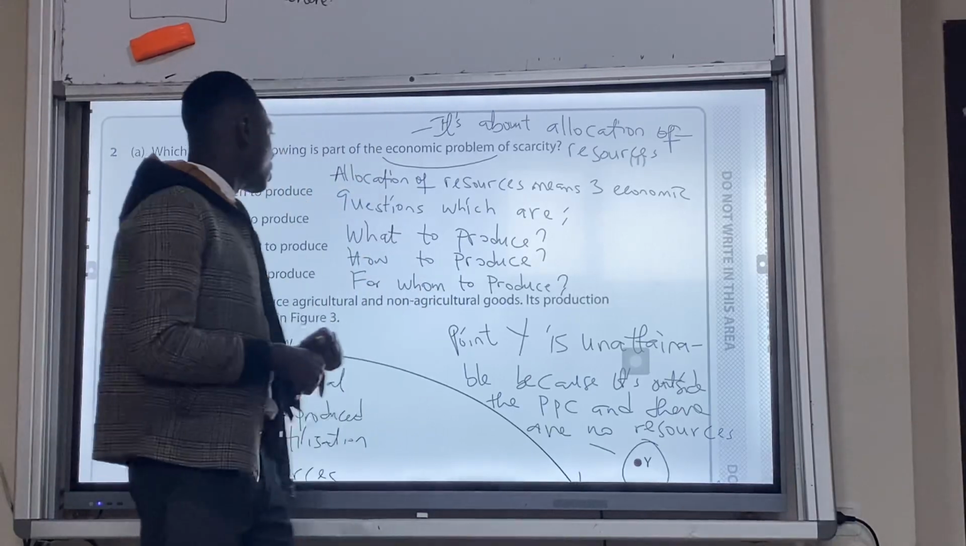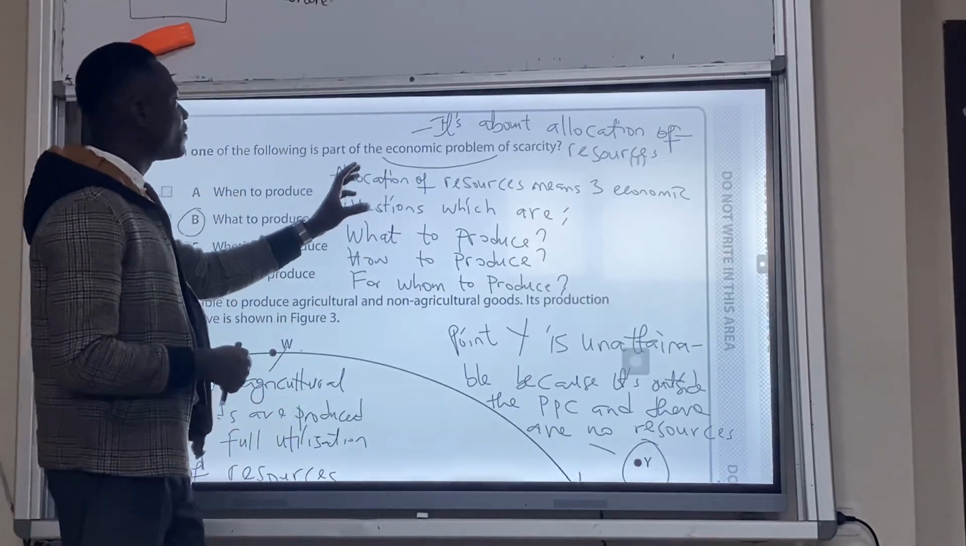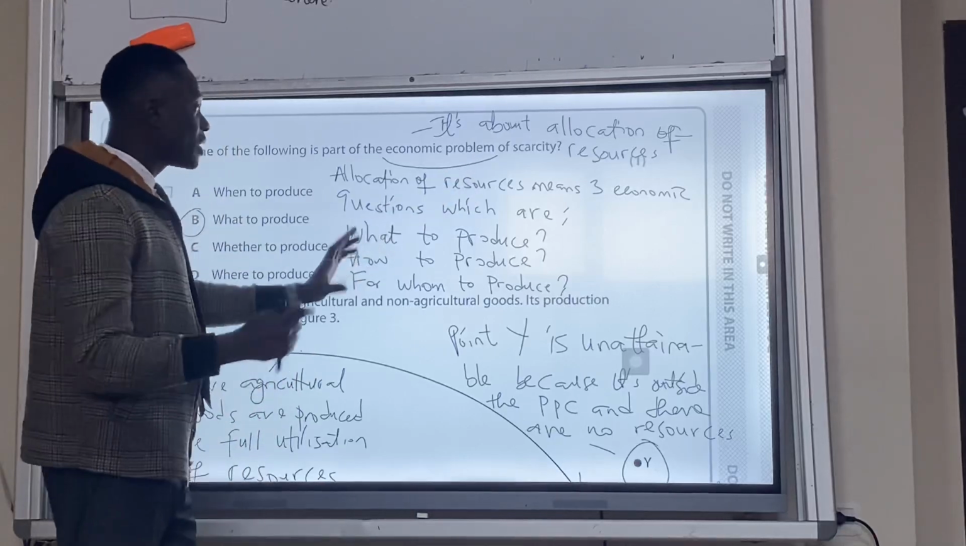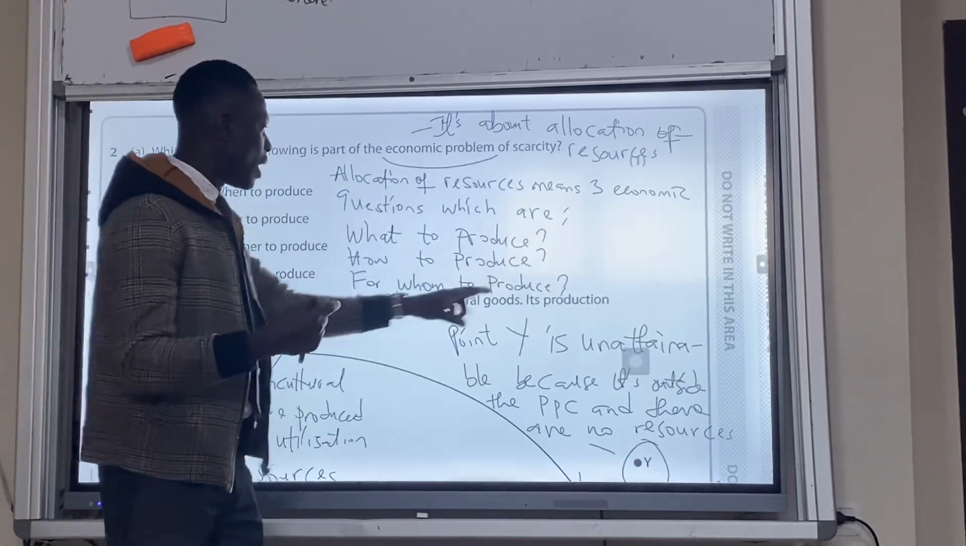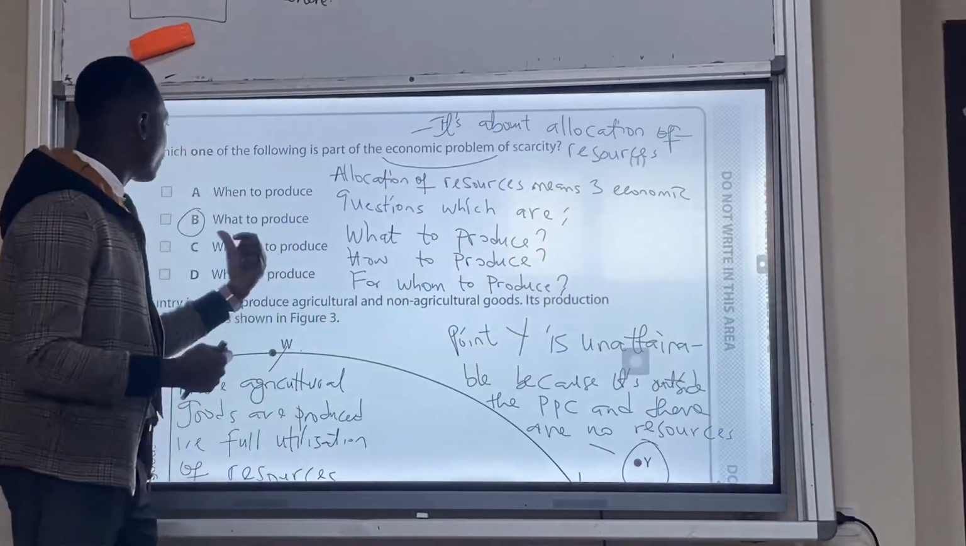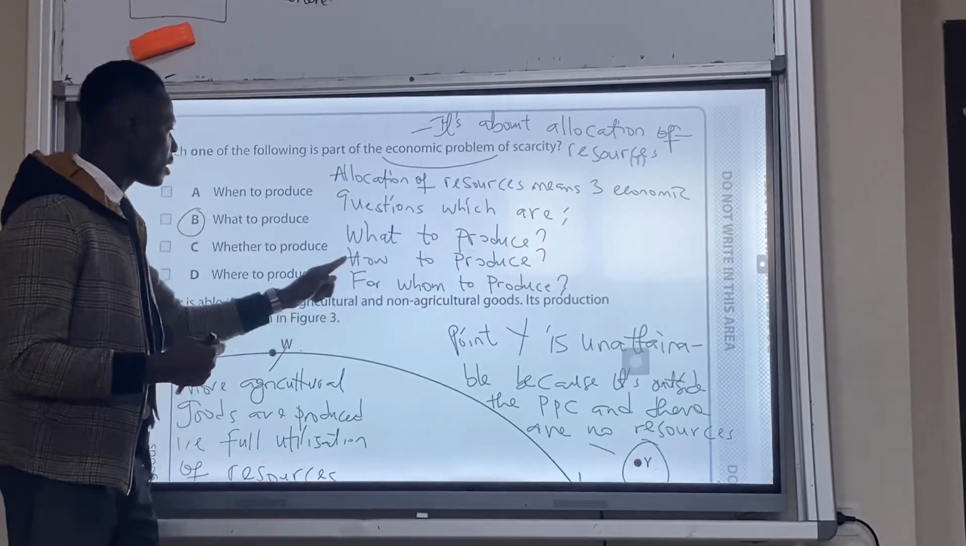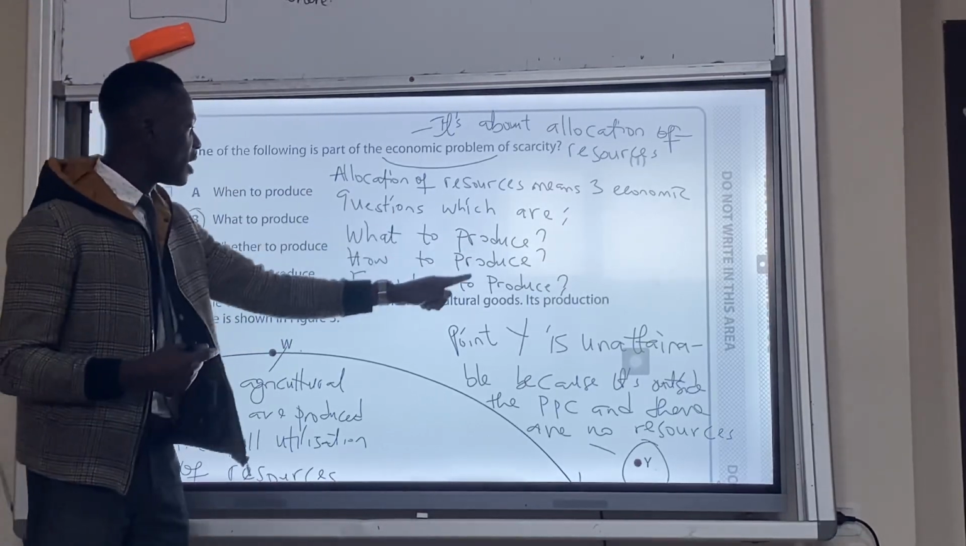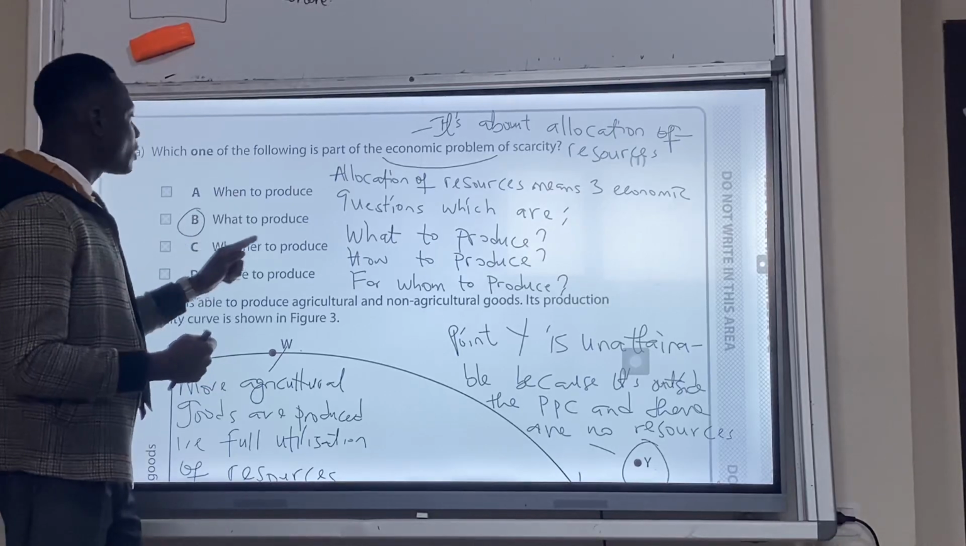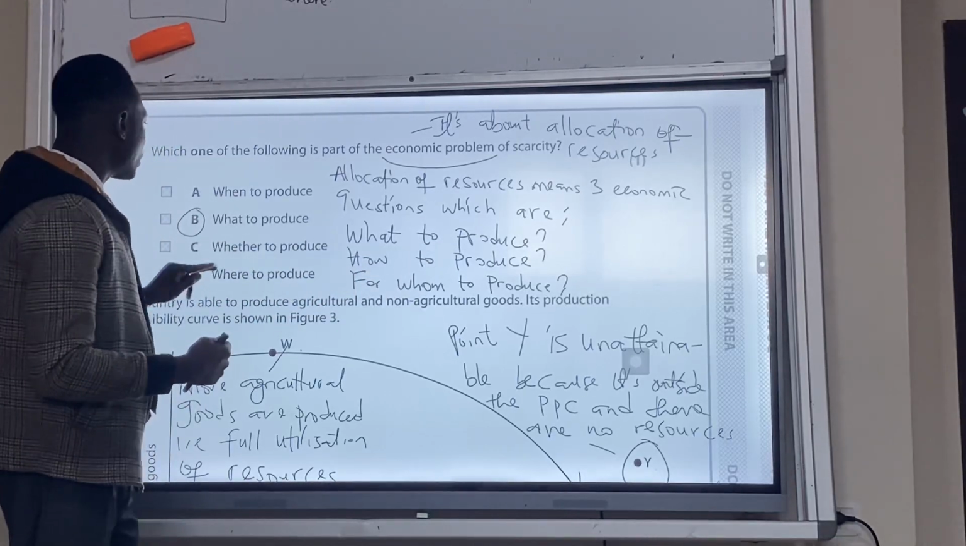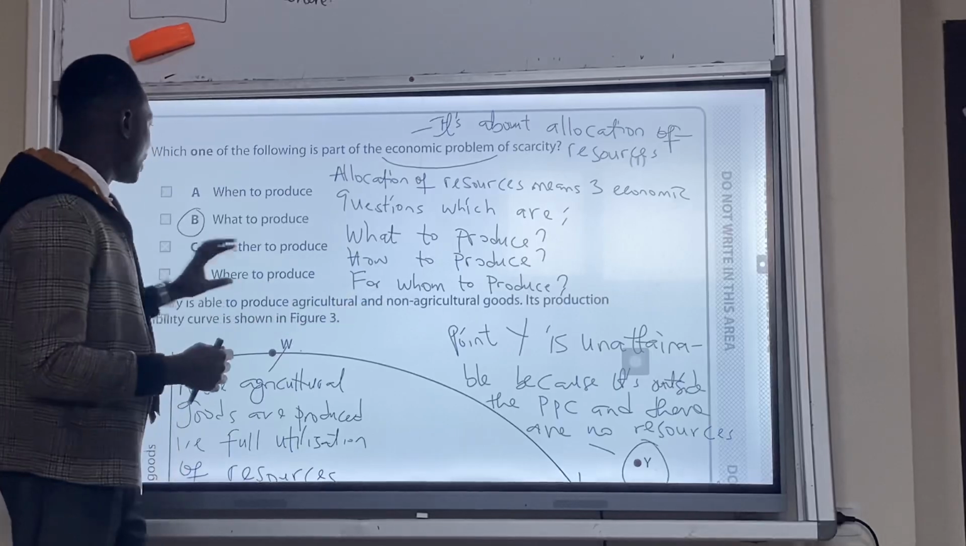So let's go back to the question. The question says, which one of the following is part of the economic problem of scarcity? Based on the fact that there's scarcity, we have to ask these questions and we check the options we have. When to produce, do we have it here? What to produce, do we have it here? So that's the answer B. Whether to produce, do we have it here? Where to produce, do we have it here? No. So the answer is B.